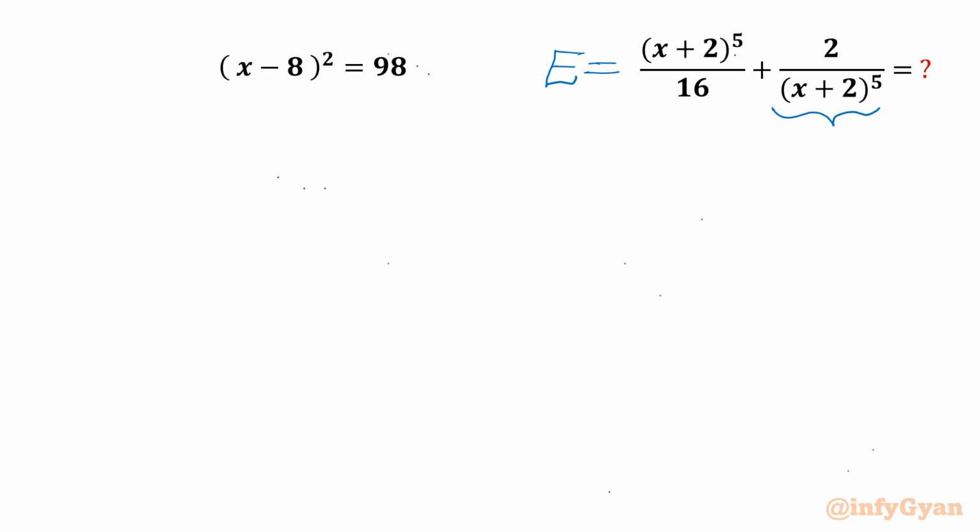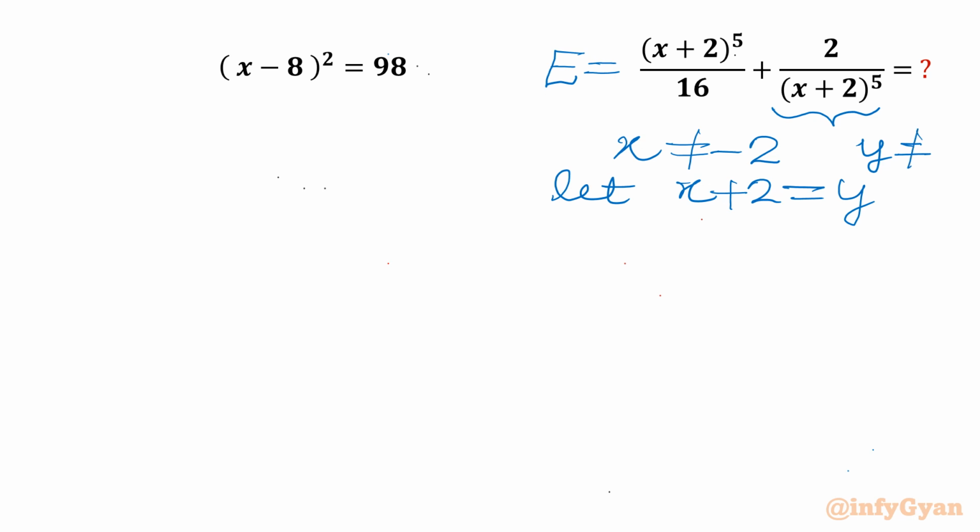Now we have x plus 2 in the denominator. So our denominator cannot be 0. So x can't be minus 2. Now I will assume x plus 2 equal to y. If x is not equal to minus 2, y cannot be equal to 0. From this equation, I can write x is equal to y minus 2.